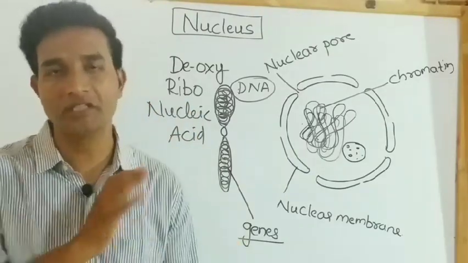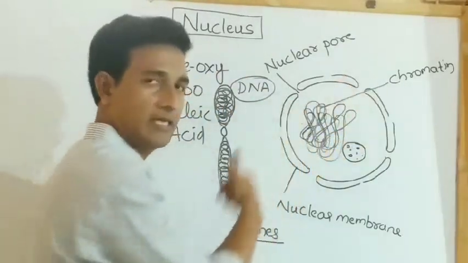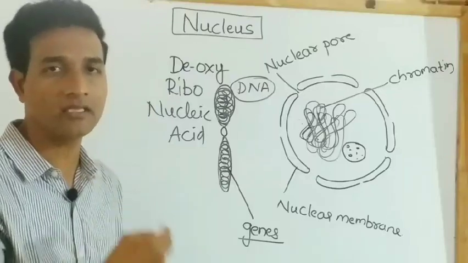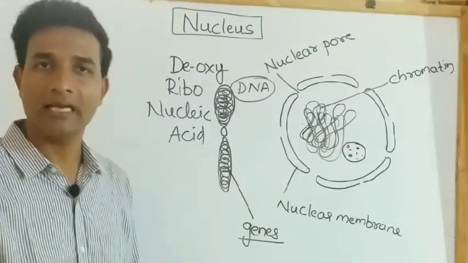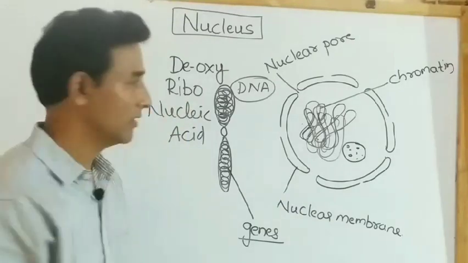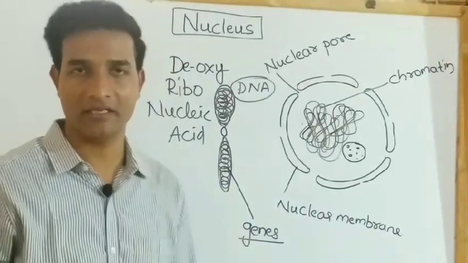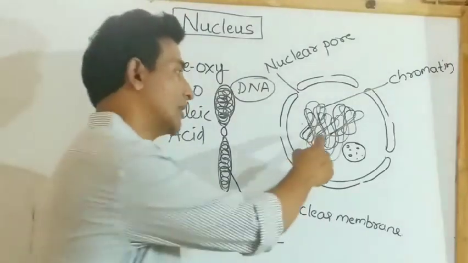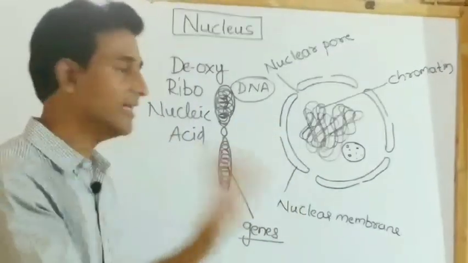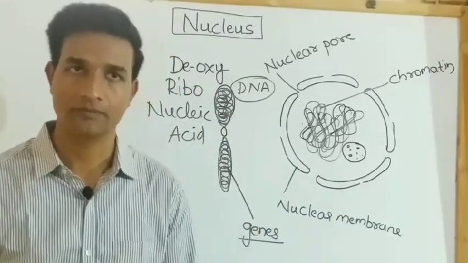In a cell which is not dividing, the DNA is present in the form of chromatin material, thread-like material, which is visible as an entangled mass of thread-like structure. So we have seen here the thread-like structure that is called chromatin. So when the cell is not dividing, you can see it like this. When the cell is dividing, you can see the rod-shaped structures called chromosomes.